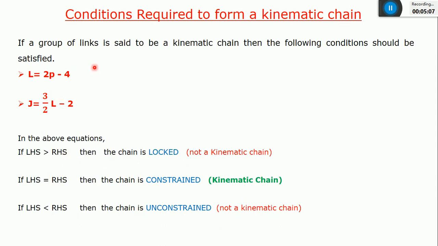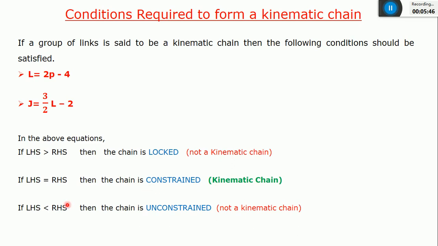In this condition, after calculating the number of links, pairs and joints, if the LHS is greater than the RHS, then such a kinematic chain is called a locked chain. It is not a kinematic chain, but we'll call it a locked chain. I'll take some examples to prove this condition. And if the LHS is equal to the RHS, it means both conditions are satisfied, then I can call such a chain a kinematic chain. Specifically, you can call it a constrained kinematic chain. It means it is restricted to a certain path.